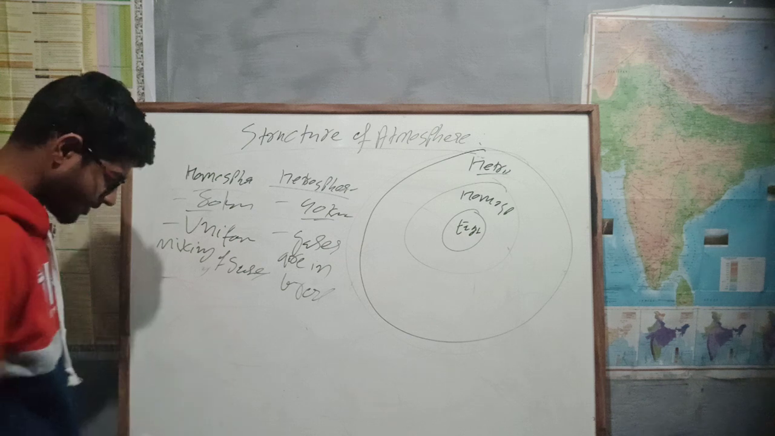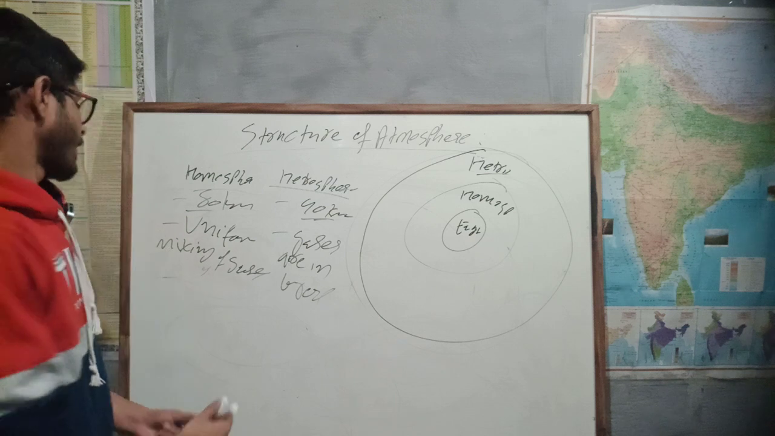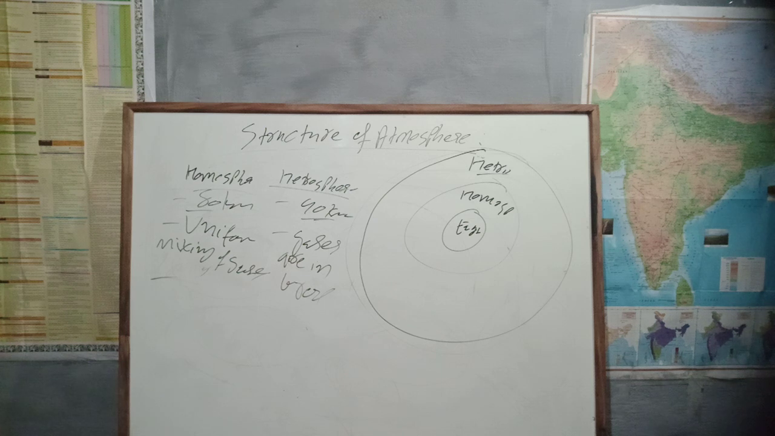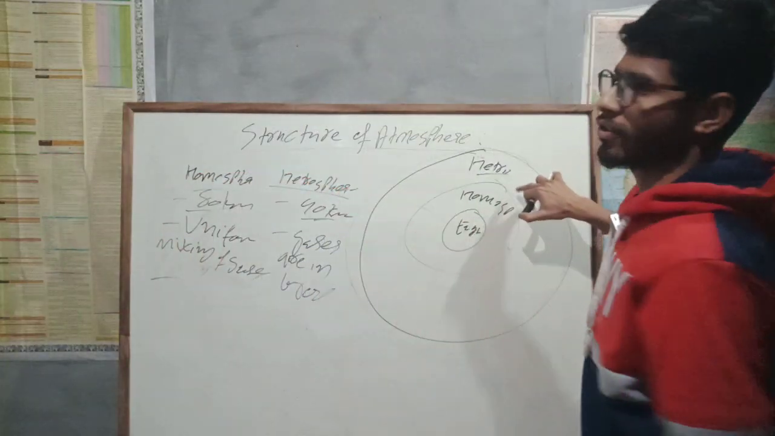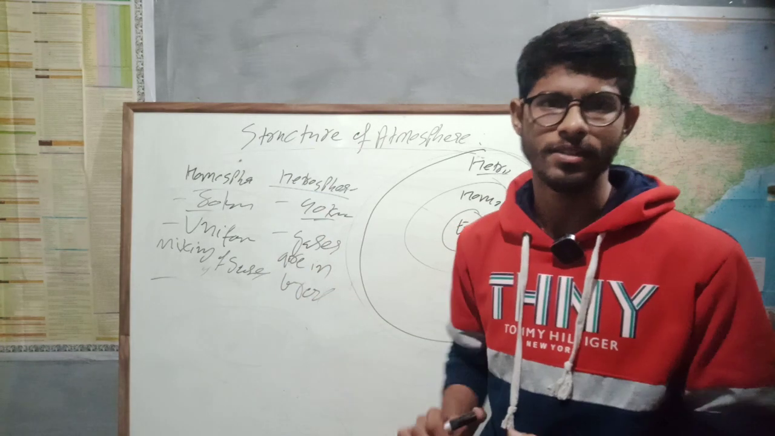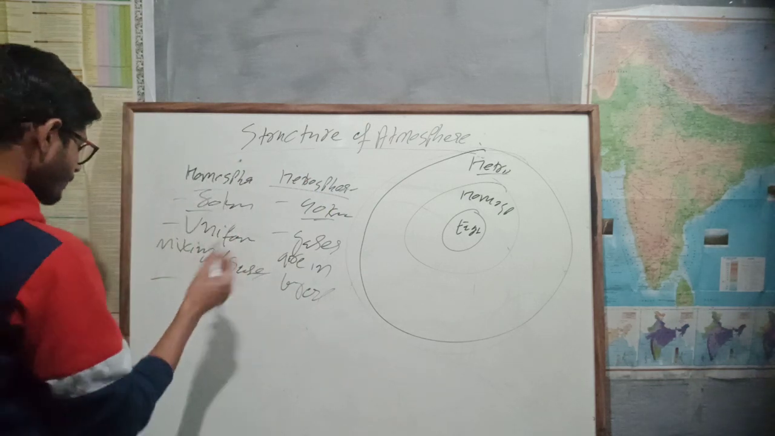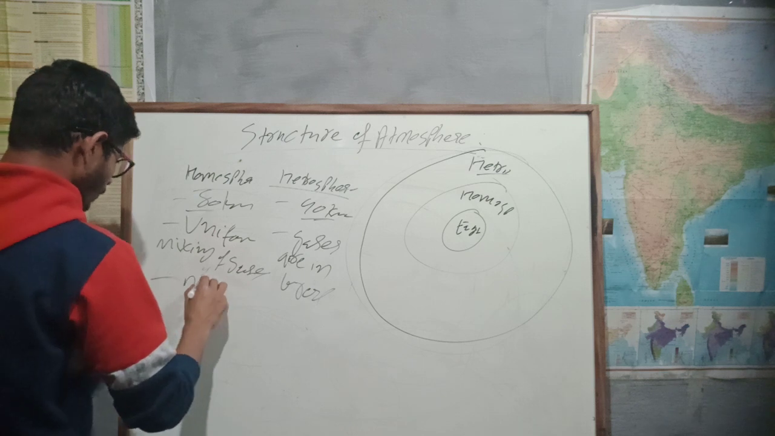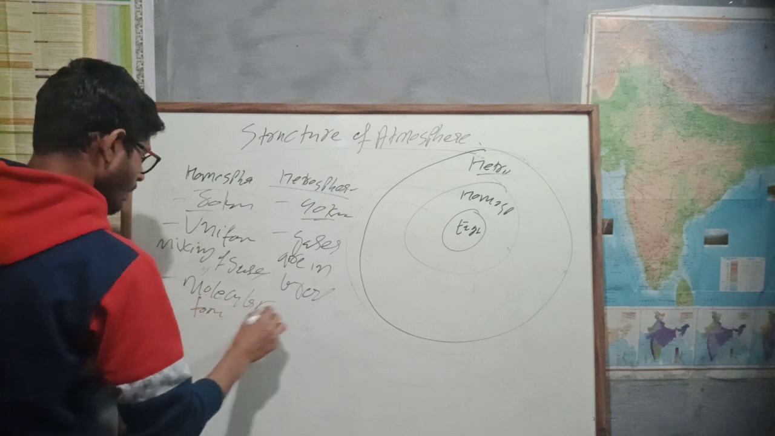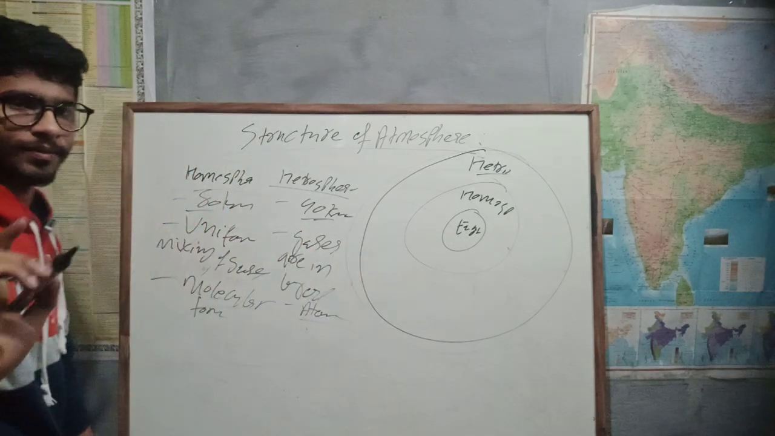Fine. What else? Now, whatever gases are there in the homosphere, they are in molecular form. And in the case of the heterosphere, they are in atomic form. Single or individual atoms exist. So you can write: gases are in molecular form, but here they are only in atomic form.